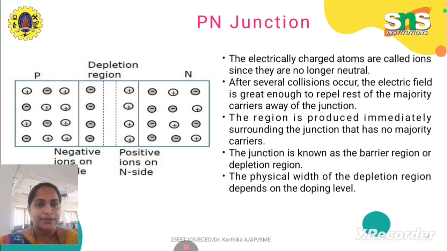In this PN junction, we have a middle layer, the depletion region. What is the depletion region? The electrically charged atoms are called ions since they are no longer neutral. After several collisions occur, the electric field is great enough to repel the rest of the majority carriers away from the junction. This region has no majority carriers, and is called the barrier or depletion region. The physical width of the depletion region depends on the doping level. If doping is higher, the depletion region is larger. If doping is low, we have a smaller depletion region.